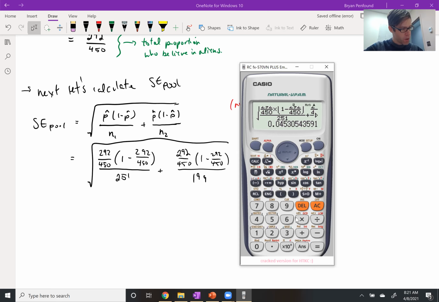Okay, so I think that seems pretty reasonable. That's pretty close to what I got in my notes. So let's take 4 decimal places, because that seems to be a nice cutoff point. So 0, 4, 5, 3.